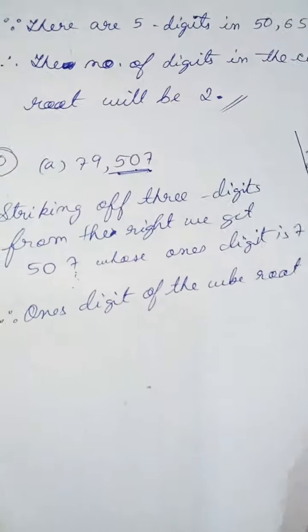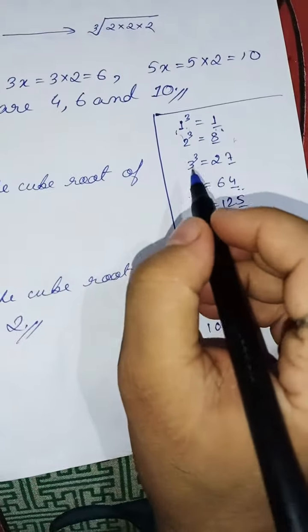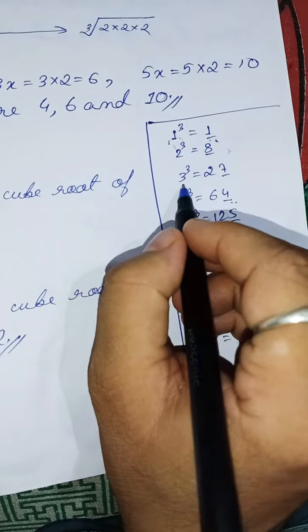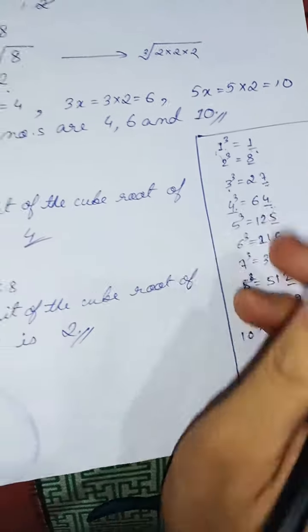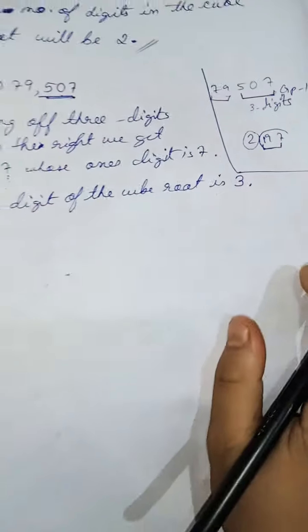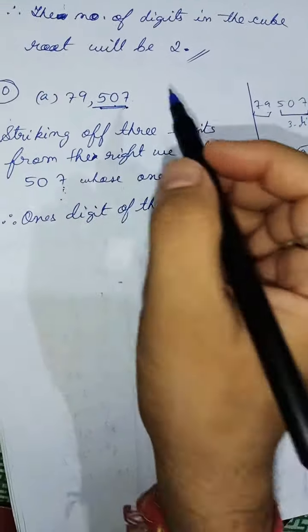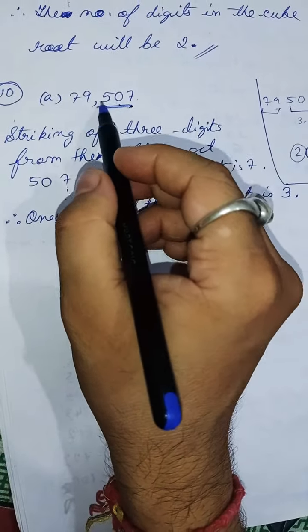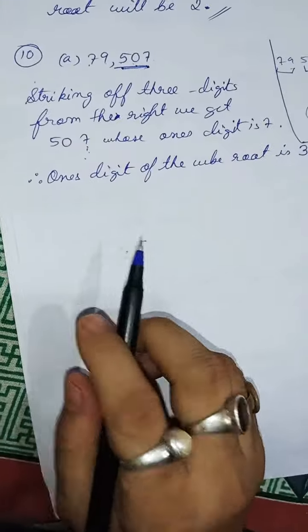Now when do I get 7 after cubing a number? If I cube a number having 3, then I get 7. So if I take the cube root of the number having 7, I will get 3 in the ones place. So the ones digit of the cube root will be 3. So I got my ones digit. Now how many digits will be there, 2 digits or 3 digits? Because it is a 1, 2, 3, 4, 5 digit number, I'll get a 2 digit answer. That means I now have to find the tens digit.